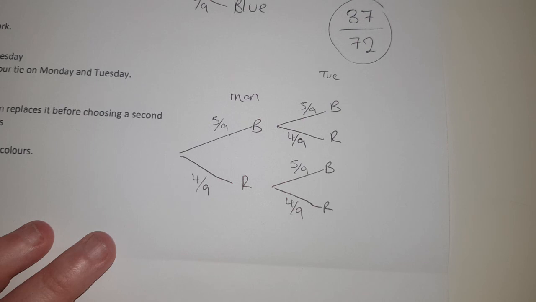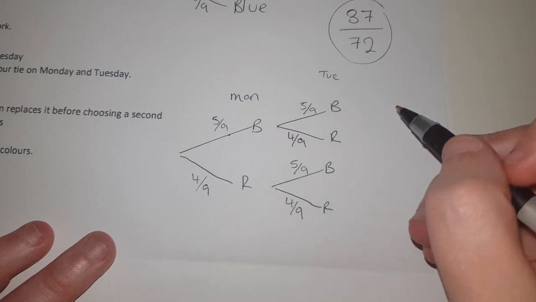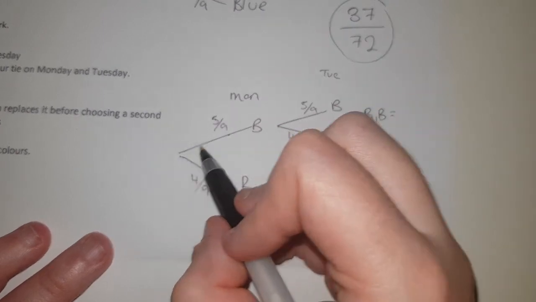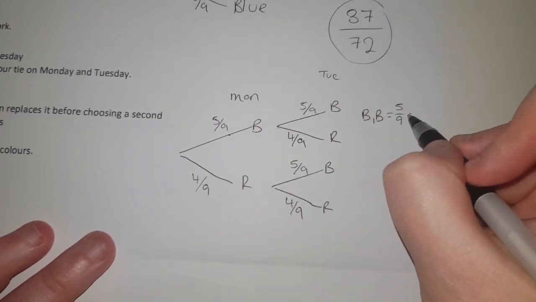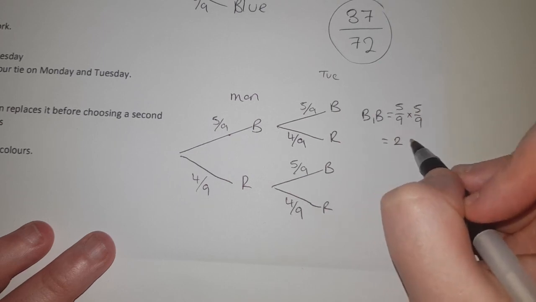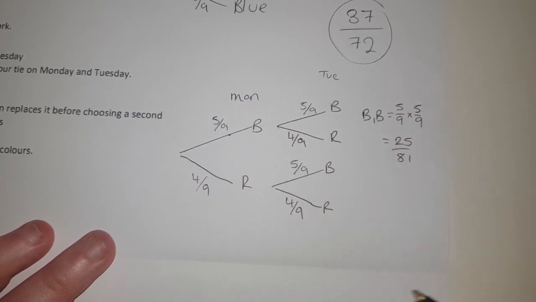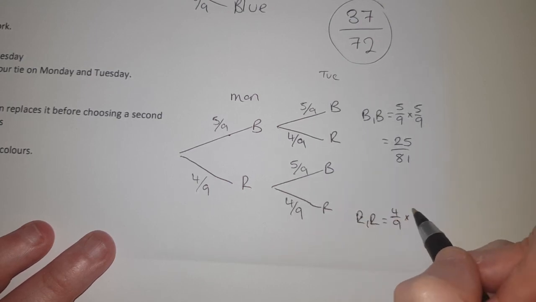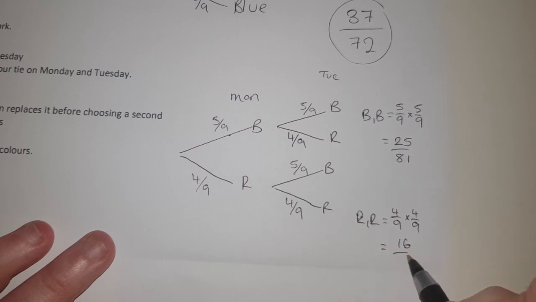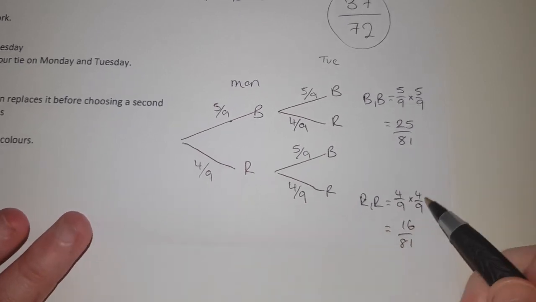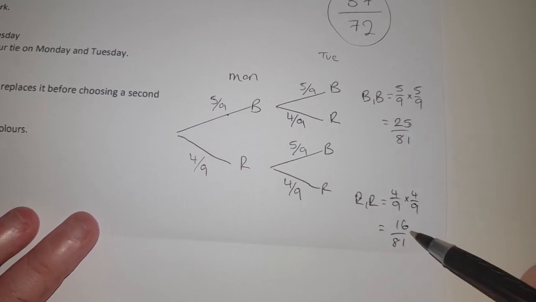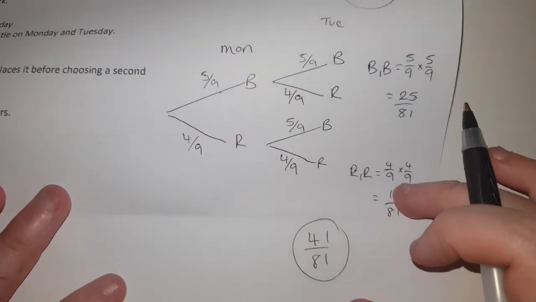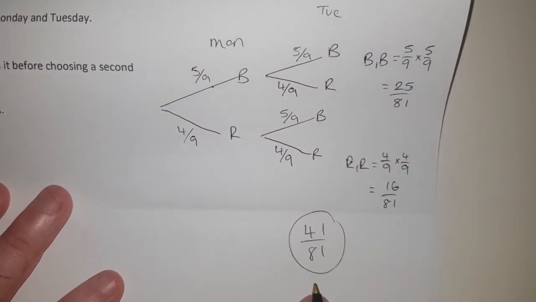We want to work out the probability he wears the same colour tie on Monday and Tuesday. If you want the same colour, we could do black followed by black again. That is 5/9 times 5/9, which is 25 out of 81. And then you could do red followed by red. That's 4/9 times 4/9, which is 16 out of 81. Again, we've got more than one answer, so we're going to add them together. 25 add 16 is 41. So it's 41 out of 81 is his probability of wearing the same colour tie 2 days in a row.